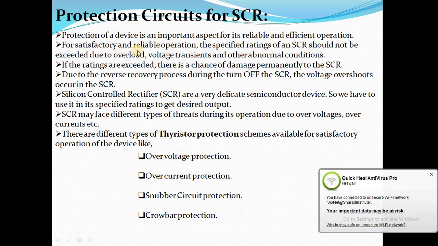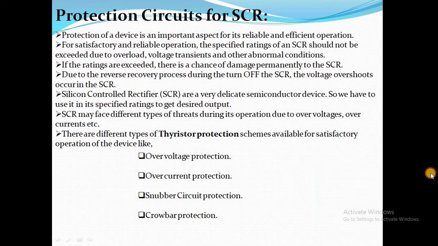So that is: for satisfactory and reliable operation, the specified ratings of an SCR should not be exceeded due to overload, voltage transients and other abnormal conditions. If the ratings are exceeded, there is a chance of permanent damage to the SCR. If the supply voltage exceeds the rating, then the SCR may get permanent damage. To protect the SCR from that damage, we need to protect those devices.